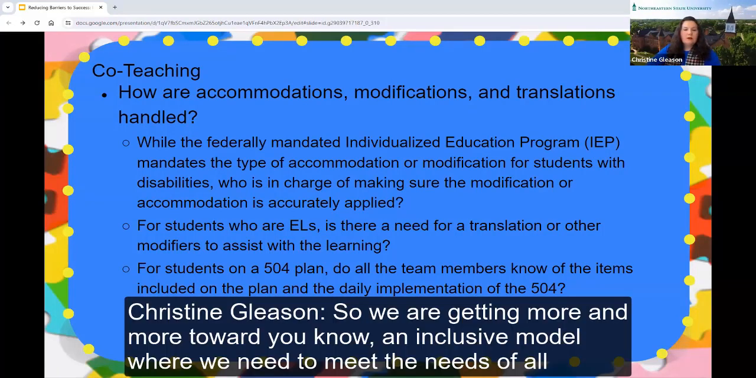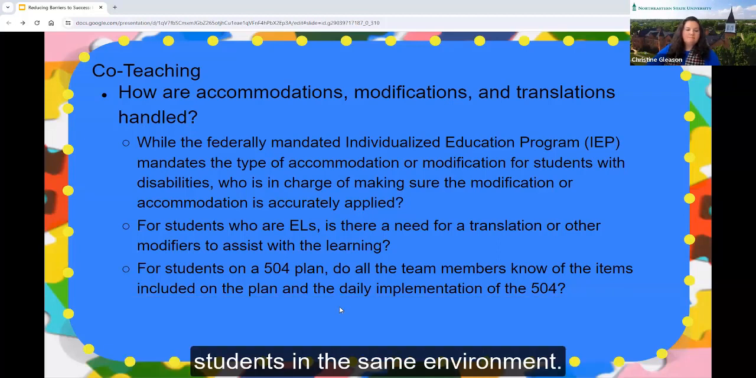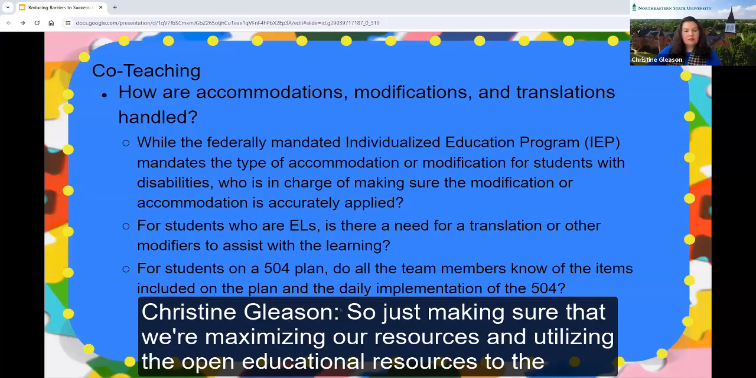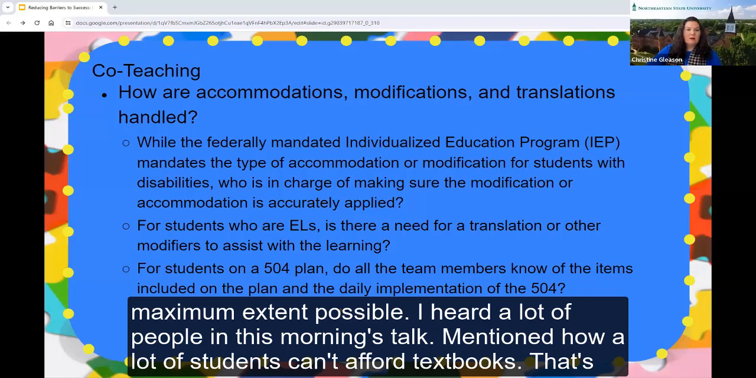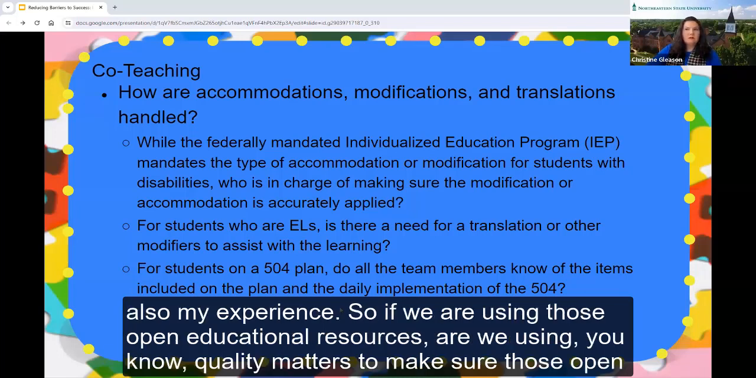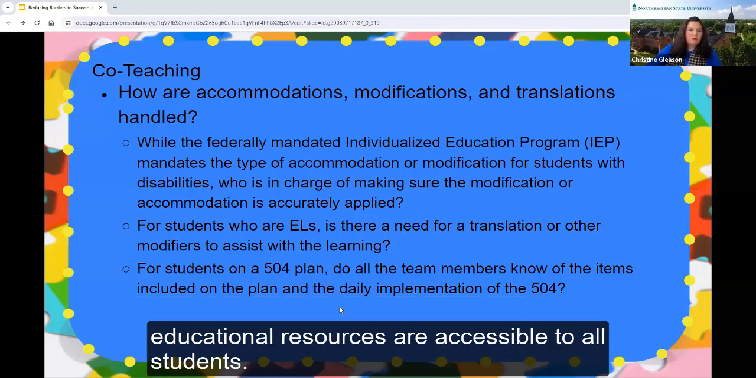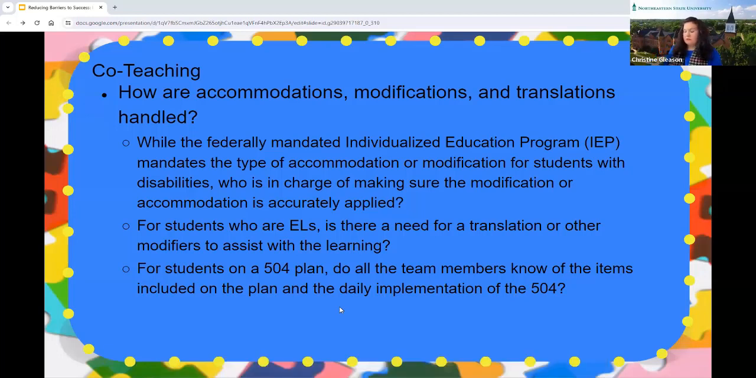So we are getting more and more toward an inclusive model where we need to meet the needs of all students in the same environment. So just making sure that we're maximizing our resources and utilizing the open educational resources to the maximum extent possible. I heard a lot of people in this morning's talk mention how a lot of students can't afford textbooks. That's also my experience. So if we are using those open educational resources, are we using Quality Matters to make sure those open educational resources are accessible to all students?